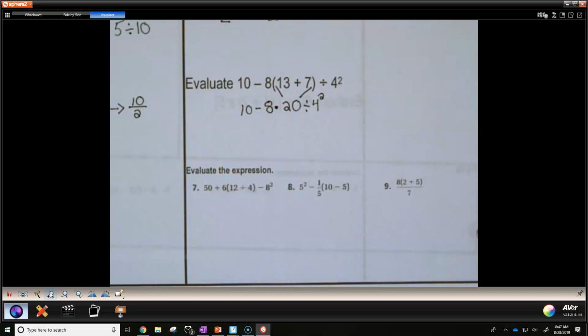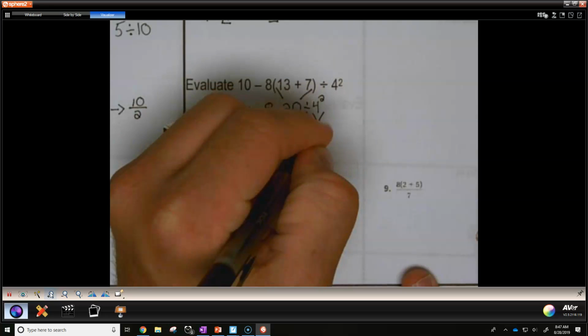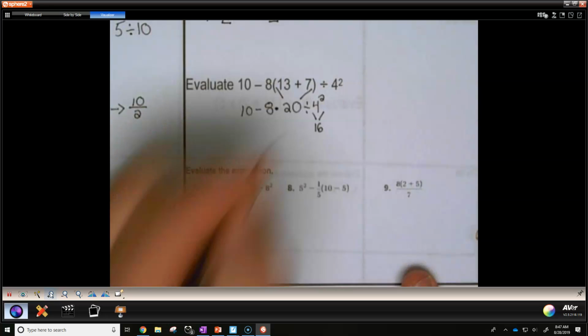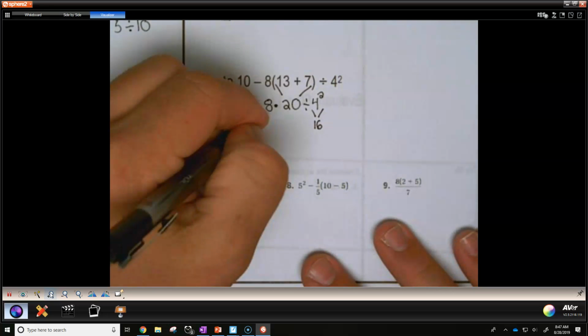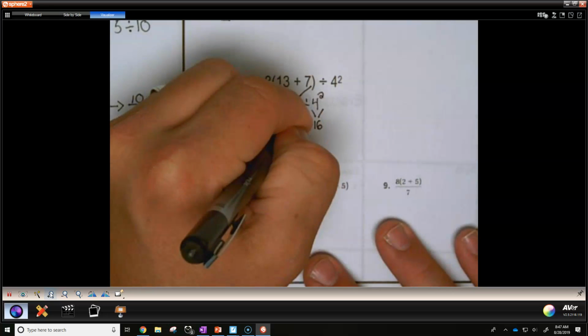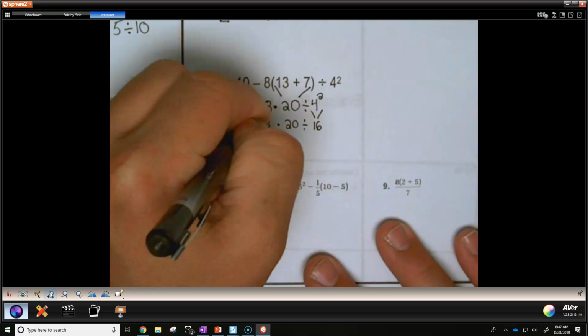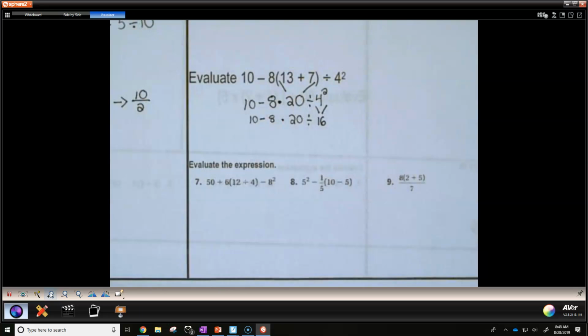I want to keep working on this one because this is going to hit everything. We did parentheses. What will I do next? Exponents. 4 squared is 4 times 4 is 16. So I'm still going to write all this out. What will I do next? I have 10 minus 8 times 20 divided by 16. What do you think we do next?